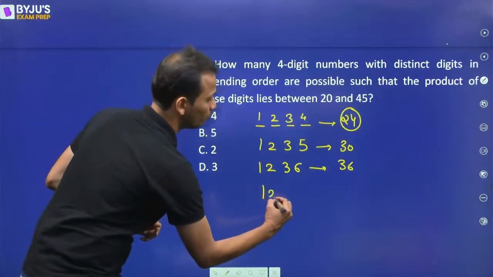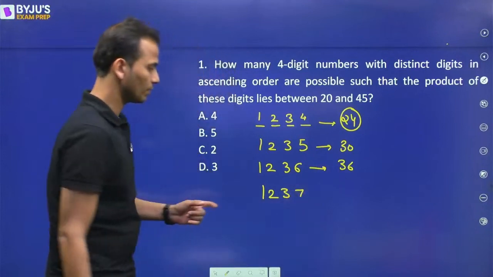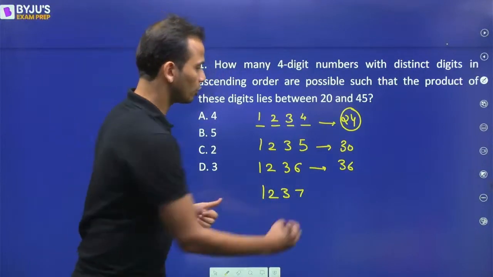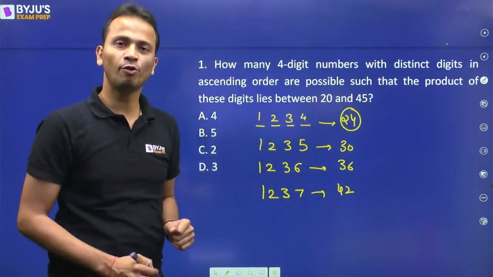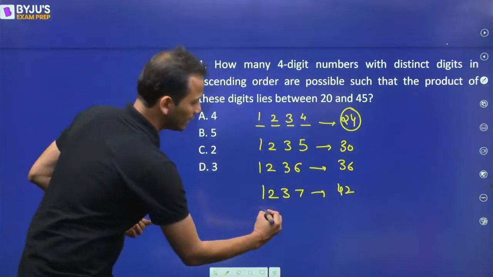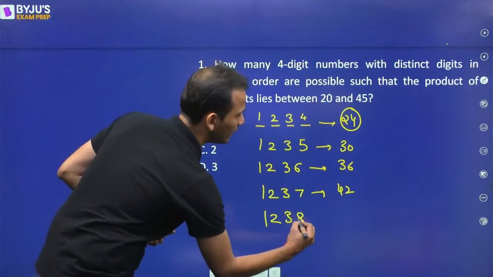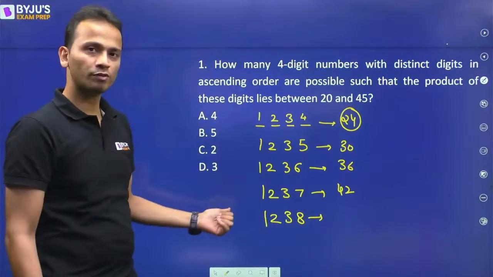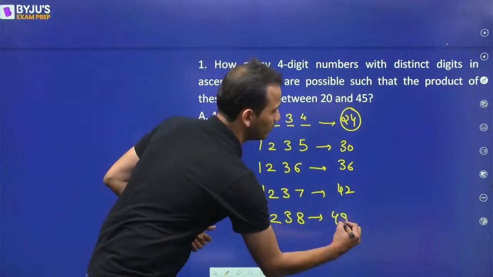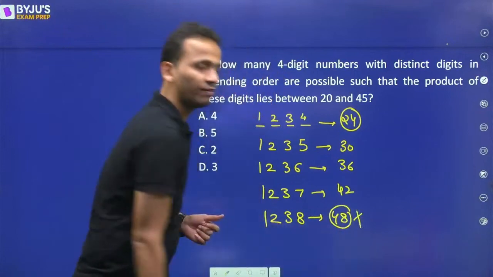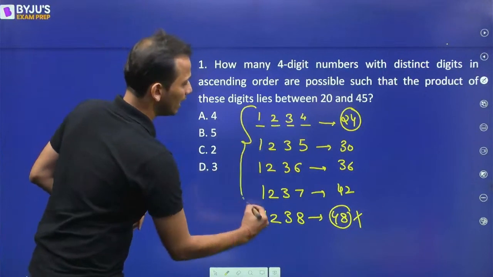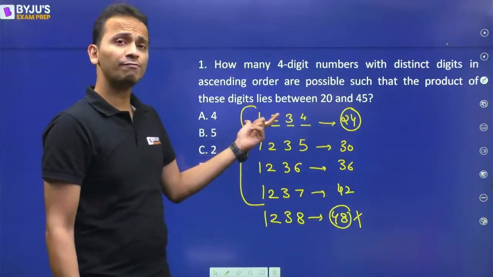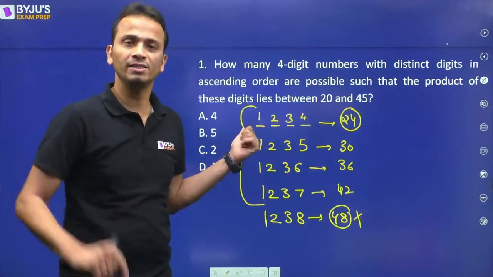The next number will be 1237. Okay, 1237. The product of the digits is 42. It still lies between 20 and 45. I'll go ahead. Next number 1238. Now 1238, the product of the digits is 48. Now this number does not qualify as my answer. Okay, so up till now I have these 4 numbers if the first 3 digits are 1, 2 and 3.